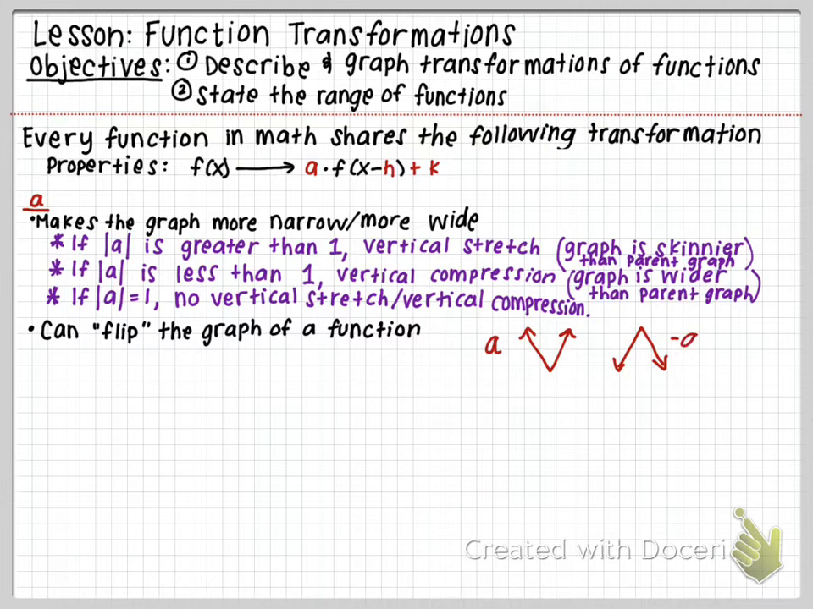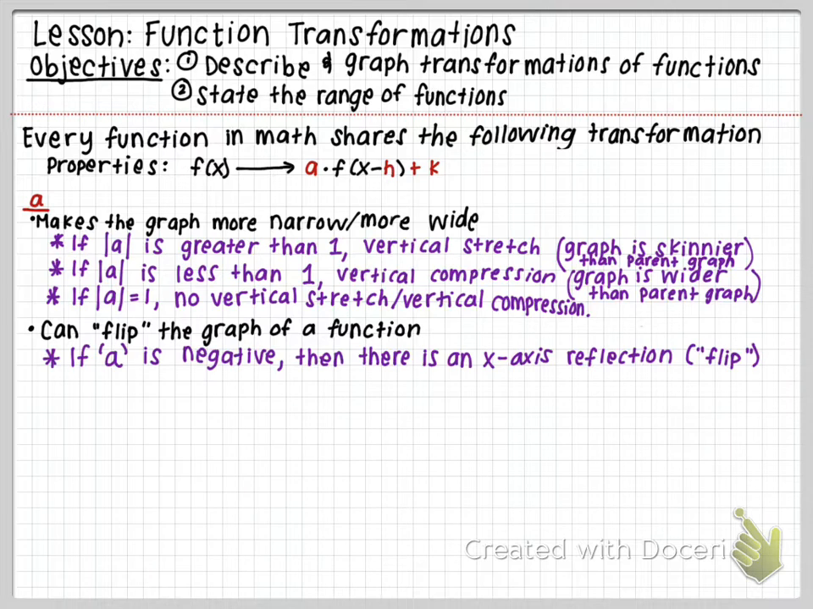So if we have a negative A, so a negative 5, a negative 1/2, a negative any number, it's going to flip and go upside down. Okay, so A can make the graph more narrow, more wide, and it can also flip the graph. So if A is negative, then there's an x-axis reflection. That's a fancy term for you flip the graph upside down. Okay? Remember, these are the same no matter what function you're given.